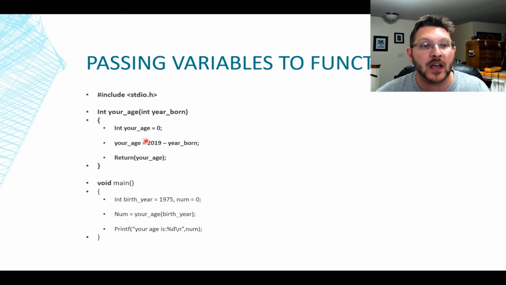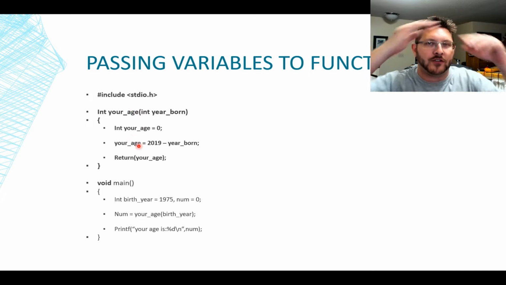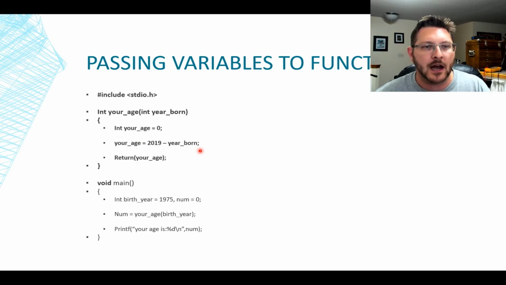Now that variable is a local variable, meaning that variable can only be used within this function. You can't call this year born variable down here in the main function because it's a part of this one. So variables can't cross over if you declare them locally. Declaring them globally is a whole other story. But if you declare them locally, like this one is, in the parameters of the function, which is what we call what's inside the parentheses, then that's a part of that function.